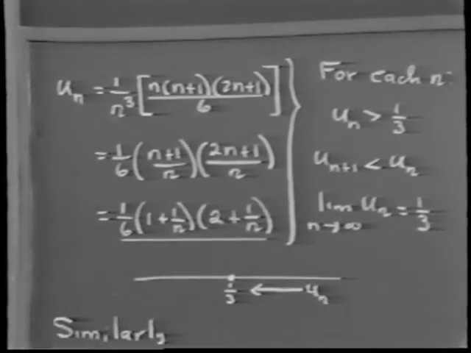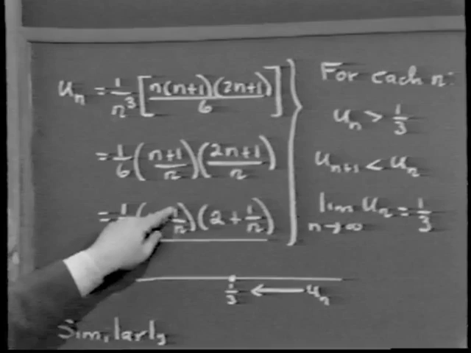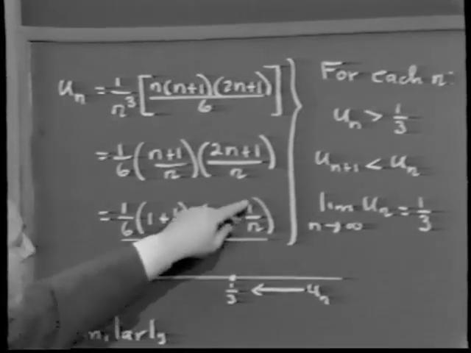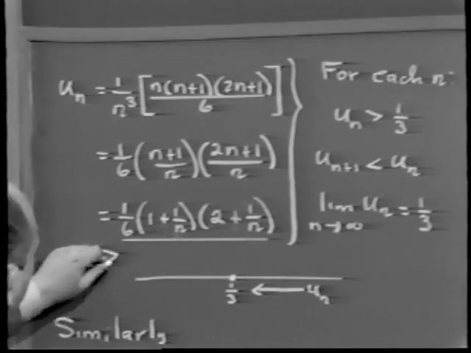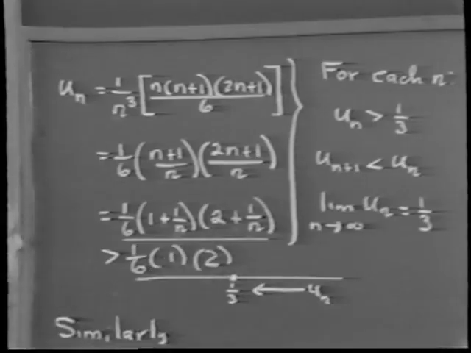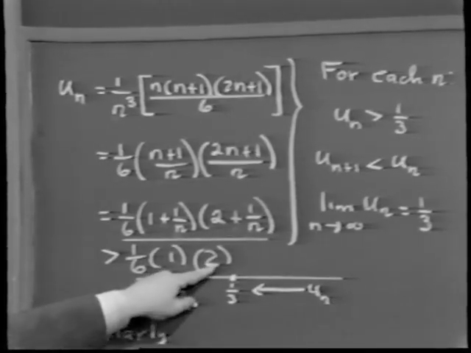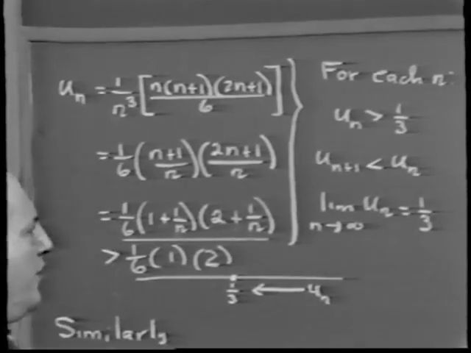and I can now put a very nice mathematical interpretation on this. Namely, notice that no matter how big n is, 1 plus 1 over n is bigger than 1, because 1 over n is positive. And 2 plus 1 over n is bigger than 2. Consequently, whatever this is, it's bigger than 1/6 times 1 times 2, which is 1/3. In other words, for each n, U sub n is greater than 1/3.